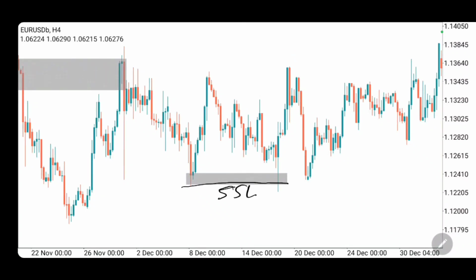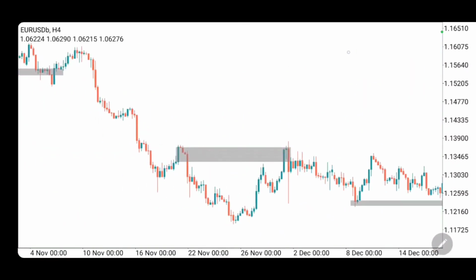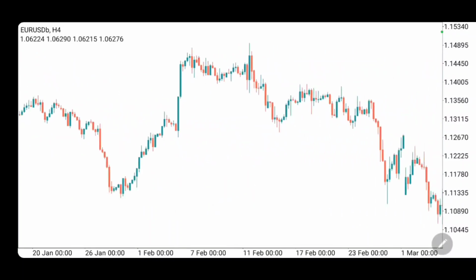Sell side liquidity was raided, and this is a scenario of the total soup long. In this case, the buy side liquidity was raided, and this is a scenario of the total soup short. All right, the scenario of the total soup short. Okay, so let us see more examples.